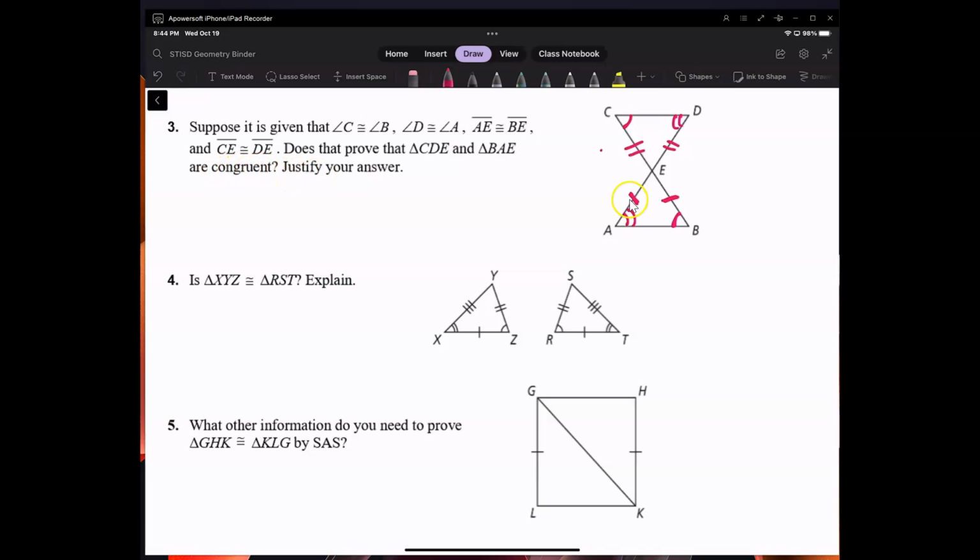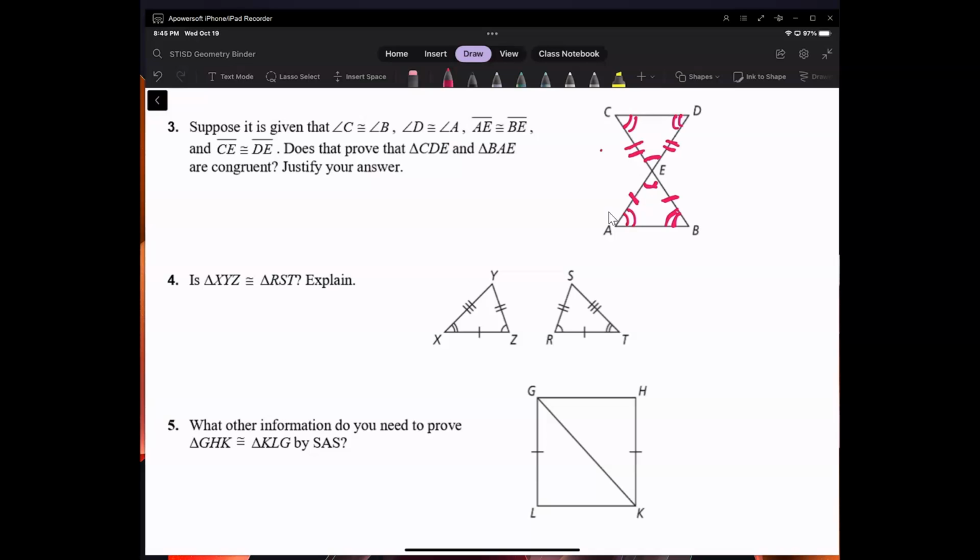Are they congruent? Well, this segment and this segment are congruent. So that means that these two angles are congruent. These two sides are congruent. And they said that C was congruent to B, so that's 2 markings. And they also said that D is congruent to A, that's 2 markings. So we know that angle CED is a vertical angle. We know that angle BEA is a vertical angle, that's congruent.